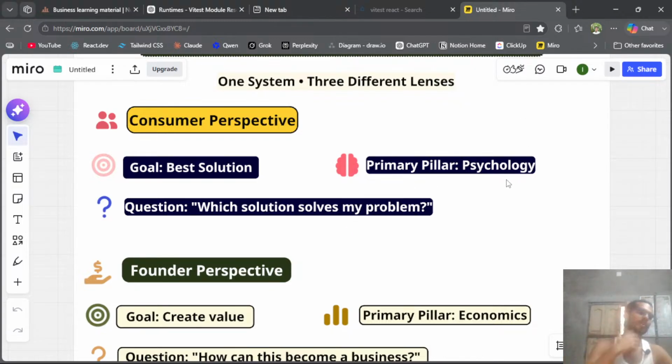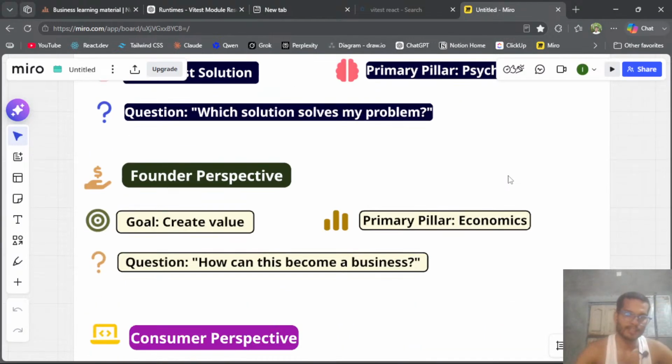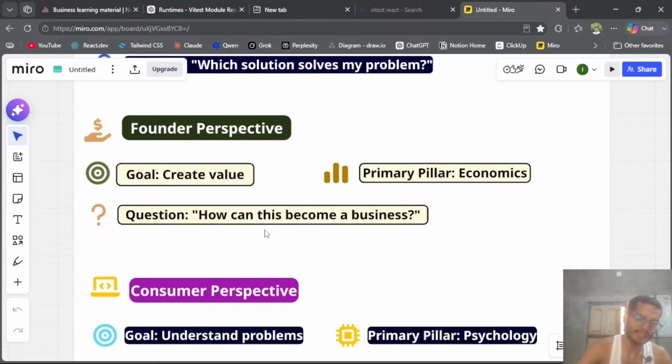It's just psychological things. And then we have the founder perspective, which means create value. The question is, how can this become a business? Now you become a founder. Now your question is, how can I turn this problem into a business? So the primary pillar is economics.